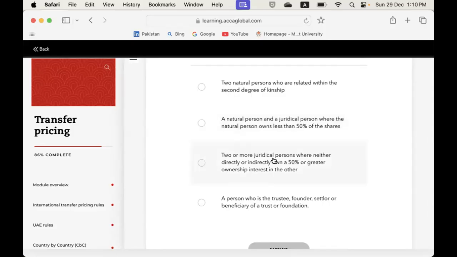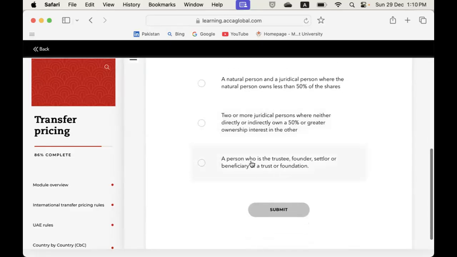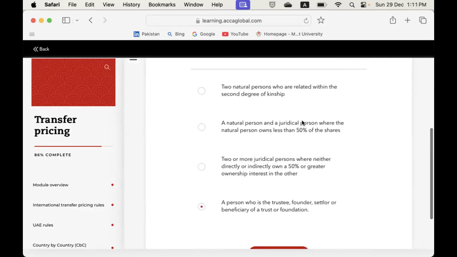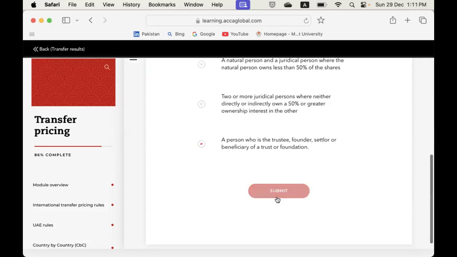Two or more juridical persons where neither directly or indirectly owns 50%. No, it should be either directly or indirectly owns 50%. A person who is the trustee, founder, settlor or beneficiary in a trust or foundation. Yes, this was correct. So these would qualify as related parties.